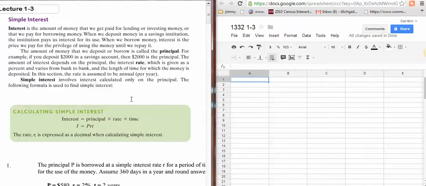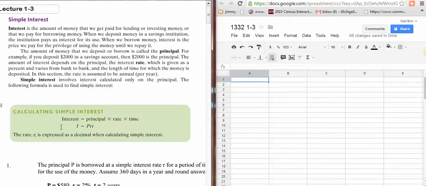And here's our formula for simple interest rate. Interest is equal to principal times rate times time. Okay, so I equals PRT. The rate R is expressed as a decimal when calculating simple interest, unless we're going to come over here and use our Google spreadsheet, and we can actually use the percent sign so that our spreadsheet will know that it's going to be a decimal, or you can write it as a decimal.